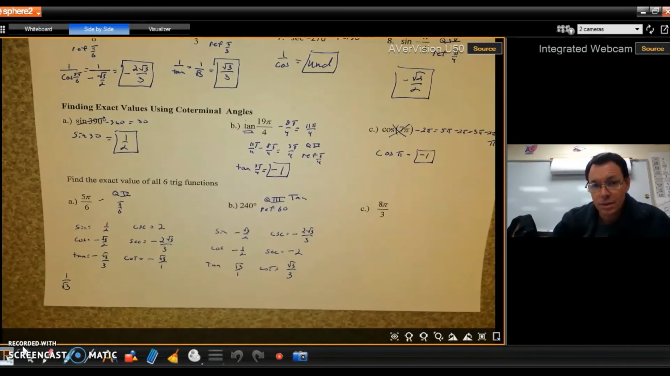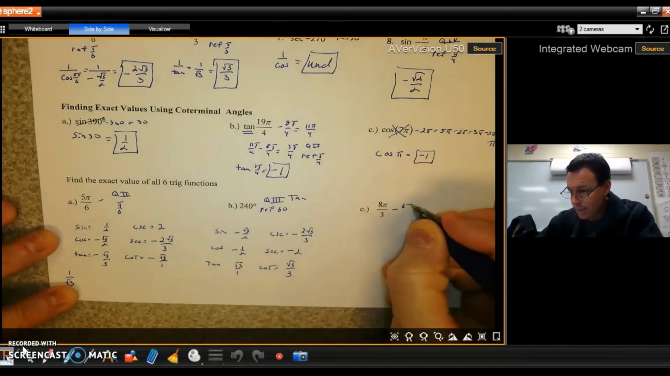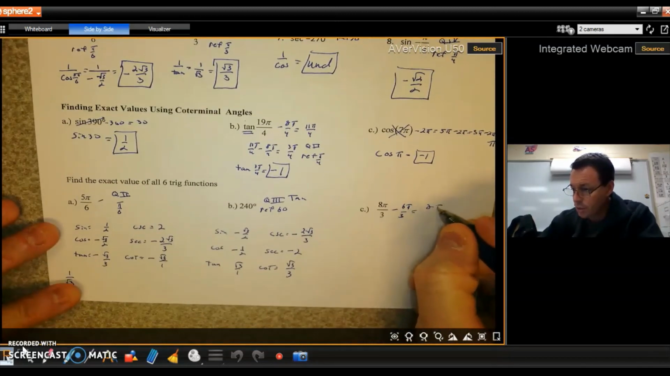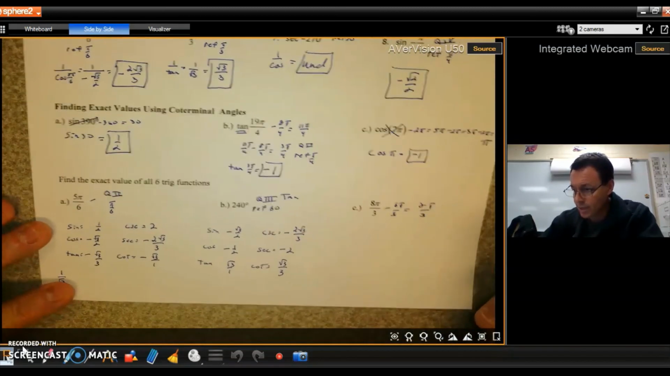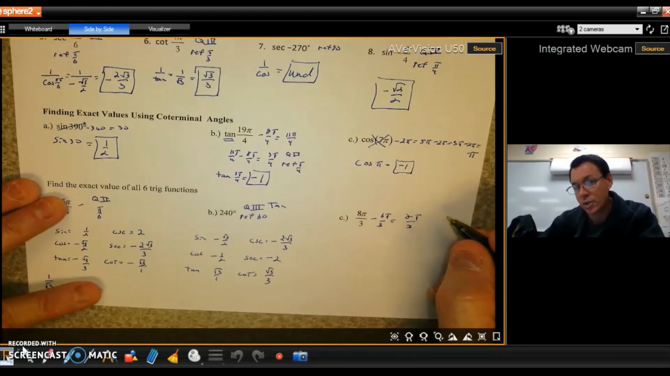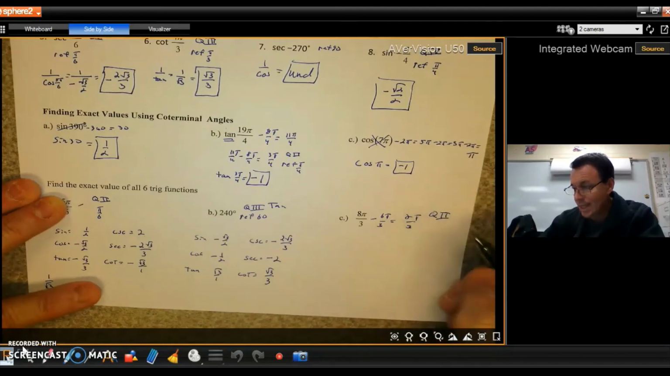What are the 6 trig functions of the last one? Well, I need you to notice that that angle's too big. 8 pi over 3 is bigger than 2 pi. So let's unwind it. Let's subtract 6 pi over 3. We're going to subtract a revolution, and we're going to get 2 pi over 3. Okay, we can deal with that. 2 pi over 3, so think about where that is. That's in quadrant 2. And it has a reference angle of just plain pi over 3.